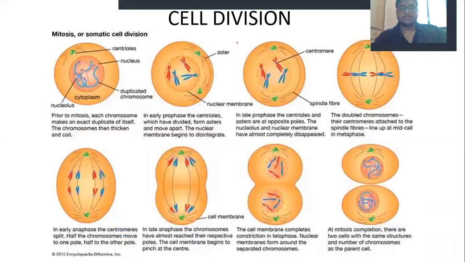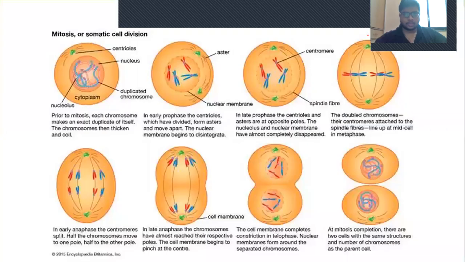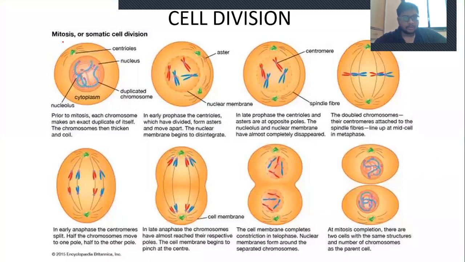So the first is cell division. Cell division is a process by which one single cell splits into two different cells, and it's a very complex topic in itself. This cell division is called mitosis, or somatic cell division. What does it include? Let us see.